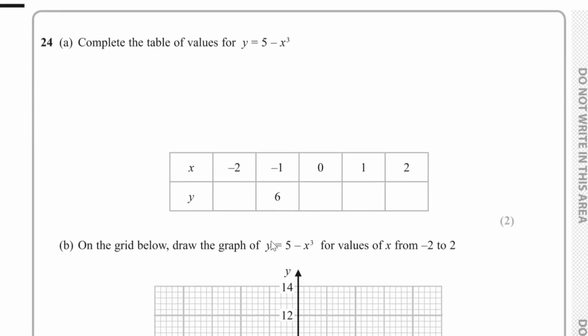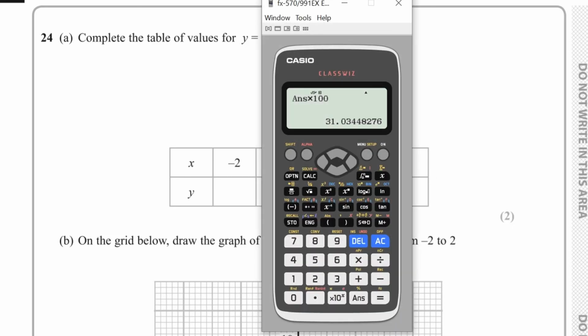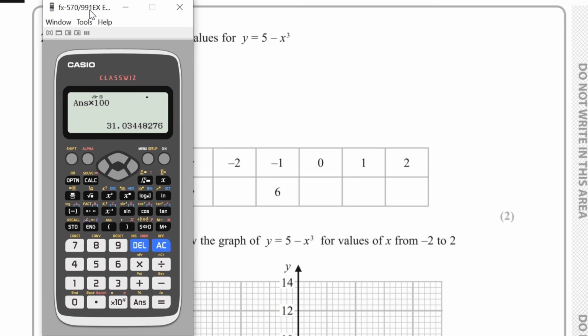Okay, so now for question 24 we have to complete the table of values for y equals 5 minus x cubed between minus 2 and 2. So when x is equal to minus 2, what we can do is go to the table function on our calculator and type in this function. We will start at minus 2 and finish at 2. So here we get 13, 6, that's already plotted for us. Here we get 5, here we get 4, here we get minus 3.